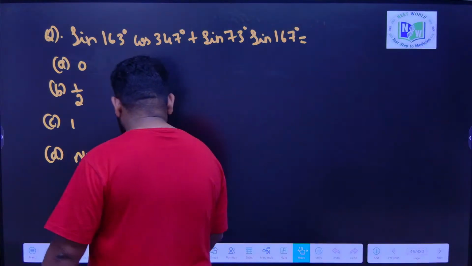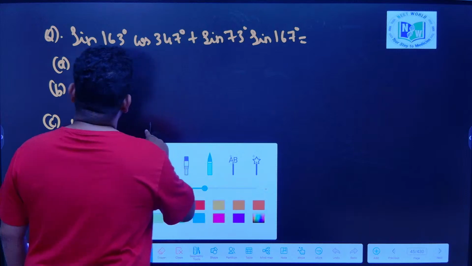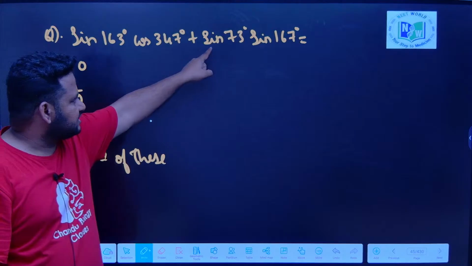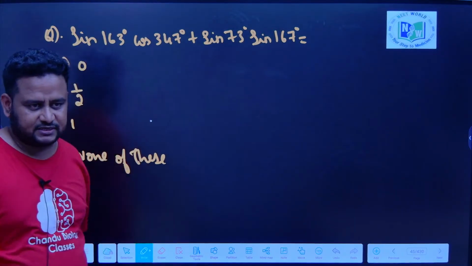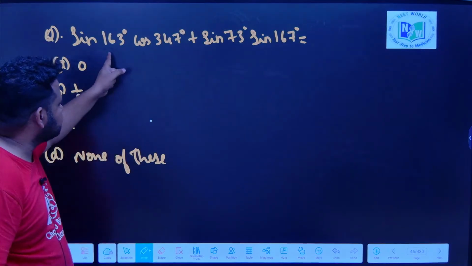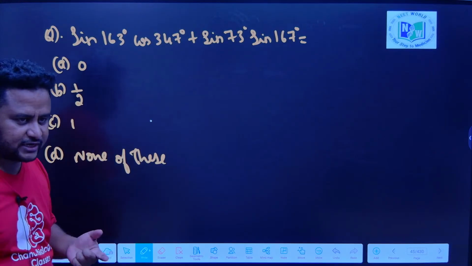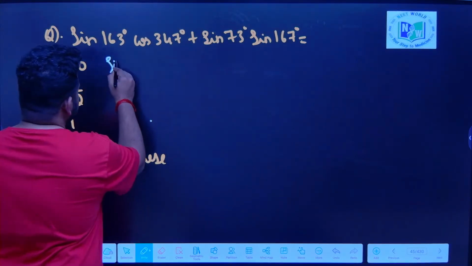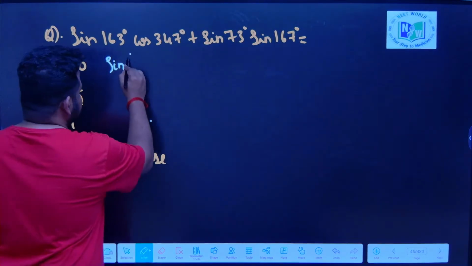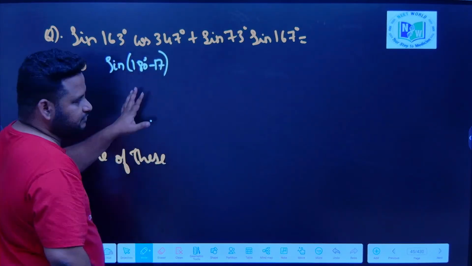Look at this. It is very important. They are telling sin 160 degree, cos 347 degree, sin 73 degree, sin 167 degree. This is what they have given. So the bigger angles we have to reduce to smaller angles. Sin 163 degree is close to what? It is close to sin 180. So I can write it as sin 180 minus 17. Correct? Sin 180 minus 17.